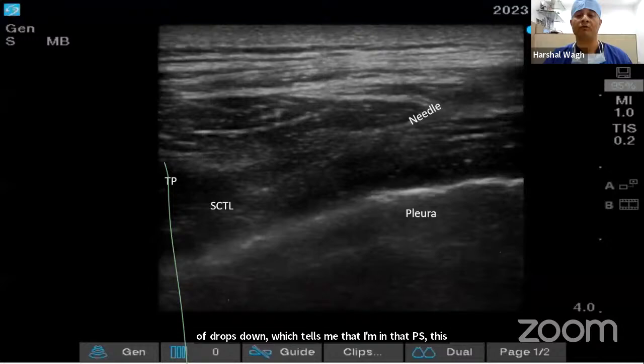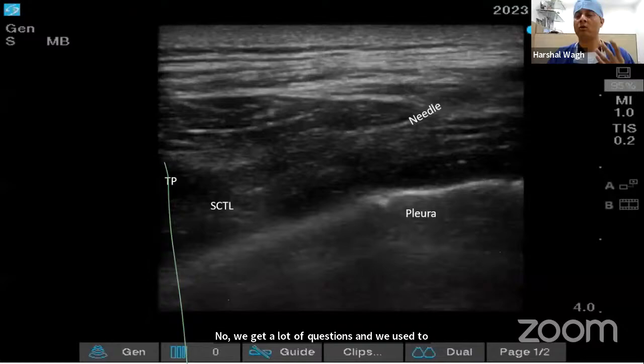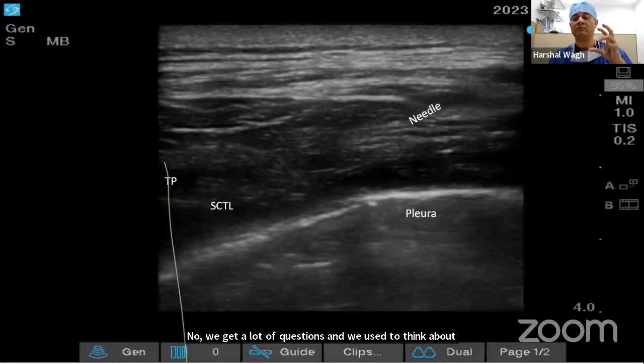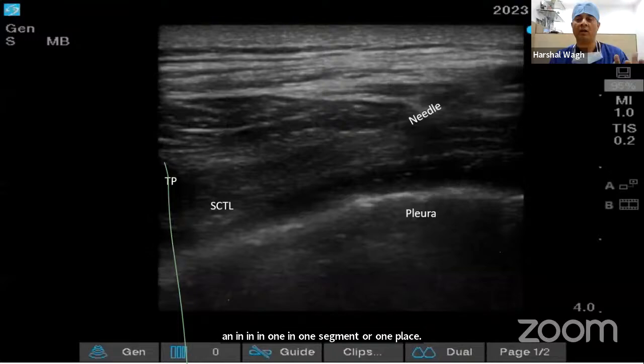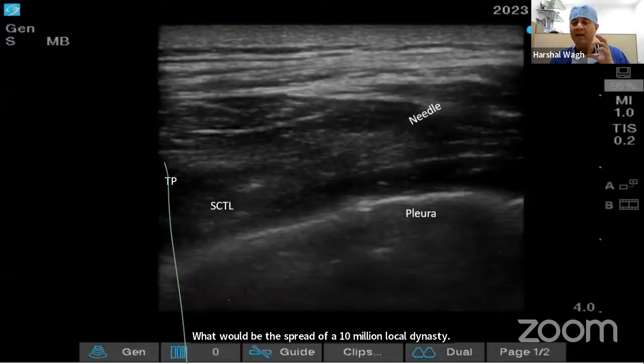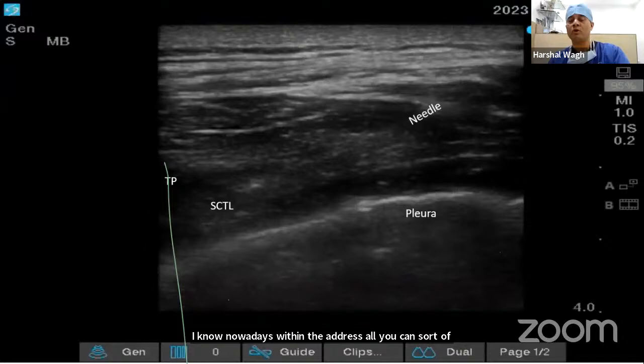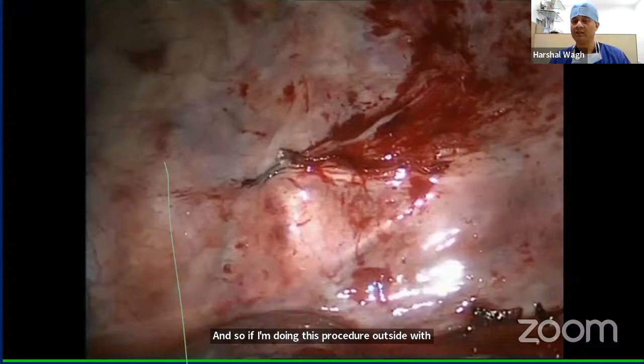Now, we get a lot of questions, and we used to wonder: if you're putting about 10 mils of local anesthetic in one segment or one place, what would be the spread of that 10 mils? I know nowadays with ultrasound you can scan up and down and see. But we tried to capture the same through a thoracoscope from inside the chest. So if I'm doing this procedure from outside with a 10 mil local anesthetic bolus, this is what it looks like from the inside.